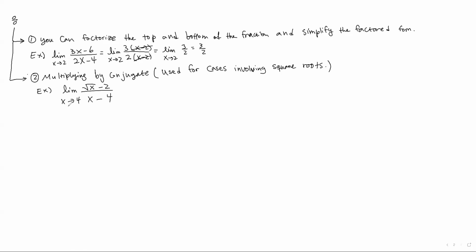Now, what do I do here? What I'm going to do is multiply the top by the conjugate. So what is the conjugate? The conjugate is basically the exact same thing, just with the negative sign in the middle changed, so it would be root x plus 2. Now, remember that in a fraction, if you're multiplying the top by something, you also need to multiply the bottom of that fraction by the same thing. Otherwise, you're changing the fraction and that destroys the entire question.